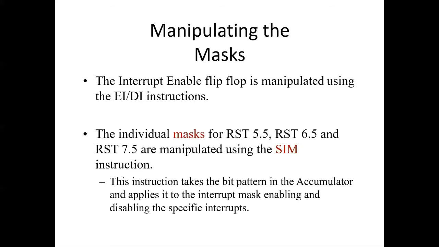TRAP is not allowed to be masked because it is the highest priority interrupt. INTR does not need the facility of masking because it is the lowest priority interrupt. After a reset of 8085, RST 7.5, RST 6.5 and RST 5.5 interrupts will be in masked condition. The individual masks of RST 5.5, RST 6.5 and RST 7.5 are manipulated using the SIM instruction.